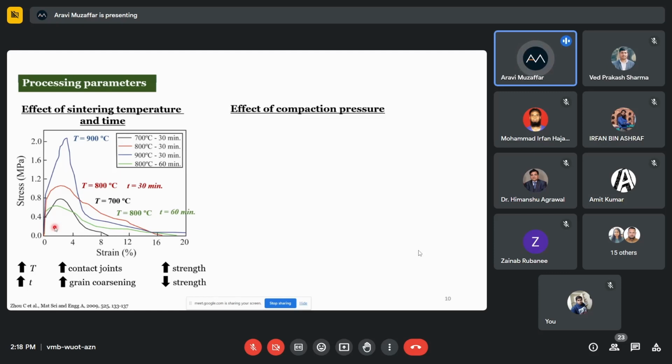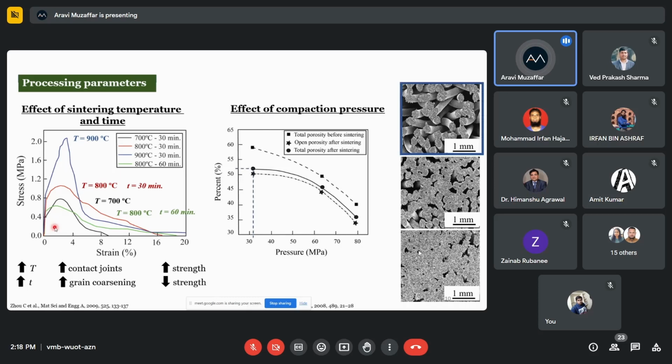Now, if we see what is happening due to compaction pressure, we see that as the compaction pressure is increasing, as is visible from this figure as well as the graph, the porosity is reduced. So you see, as I'm increasing the compaction pressure, densification is happening, resulting in a decrease in the porosity of the material.